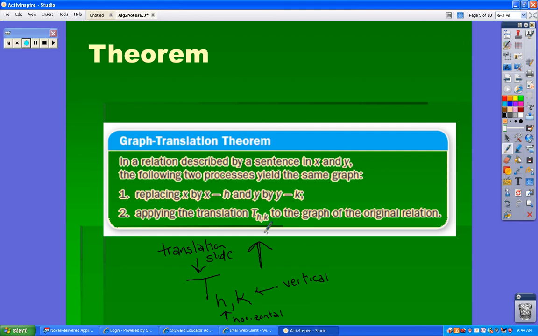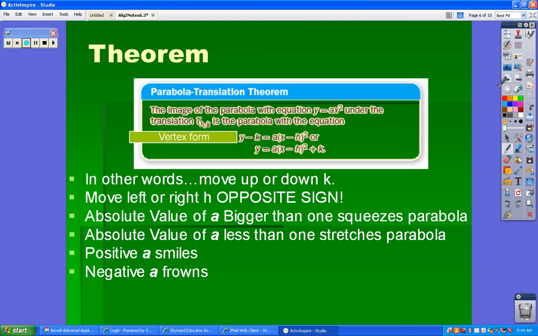So if you take x and put x minus h in, and you take y and put y minus k in, that's the same as just translating it h horizontal units and k vertical units. This is more of the notation we will use though. This is called vertex form. You're going to want to memorize this. I prefer the second to the first.